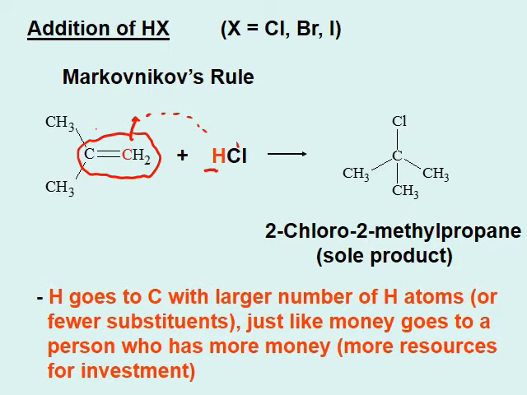So let me put down dotted lines. Cl would go to the other carbon, and then finally you end up with this product. So we mention here, H goes to the carbon with larger number of hydrogen atoms, just like money goes to a person who has more money. So hydrogen we are comparing with money in case of a double bonded carbon. Even though I have shown you here one reaction, almost in every case, Markovnikov's rule is applied, even for alkyne.